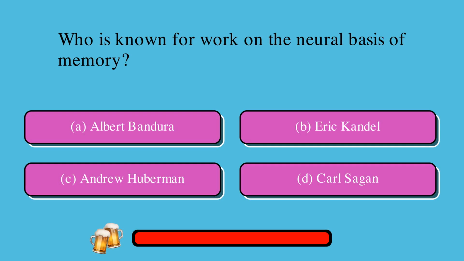Who is known for work on the neural basis of memory? A. Albert Bandura, or B. Eric Kandel, or C. Andrew Huberman, or D. Carl Sagan. The correct answer is B. Eric Kandel.